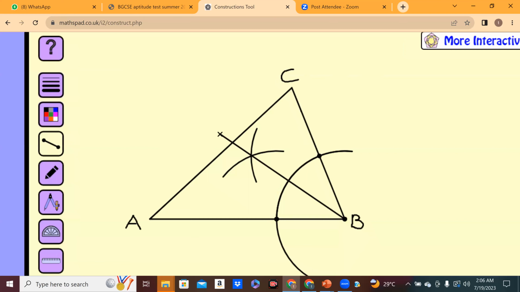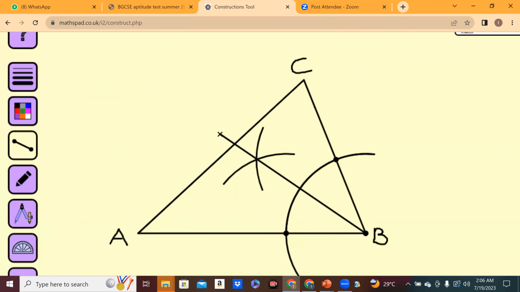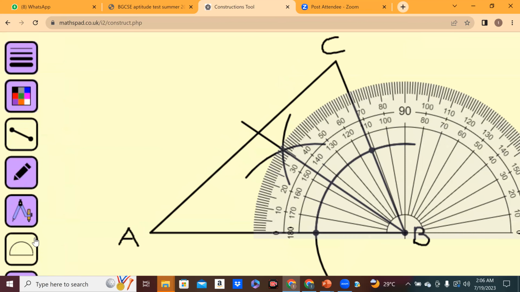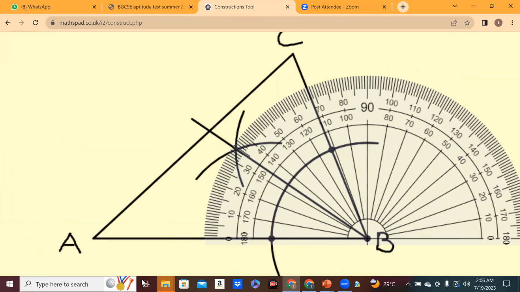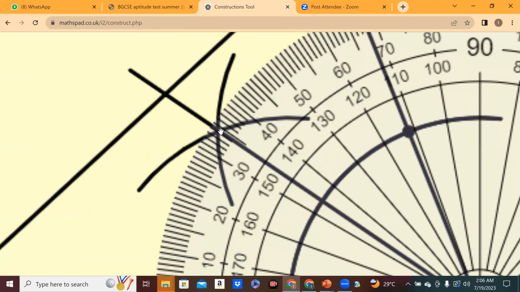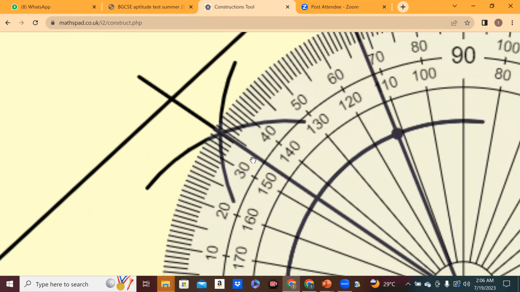All right, there we go. Moving right along, after we already bisect it, let's measure it and see if we are accurate. If we look carefully, this is 68 degrees. If we bisect it, each part is supposed to be 34 because it's 68 divided by 2. So if we look at it, this is 0, 10, 20, 30. This is 35. This is 34. That's perfect. Okay.